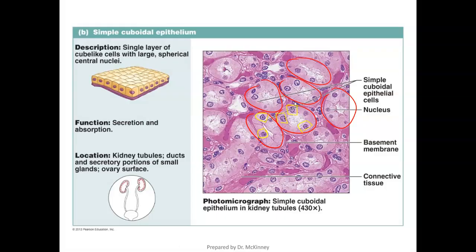And then in the lining of the ovary, when you get to the reproductive system, you'll look at the ovary in a lot of detail. But this is where we will see the follicles that will eventually become the ova. We see those in the ovary.